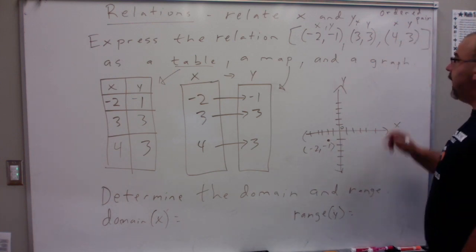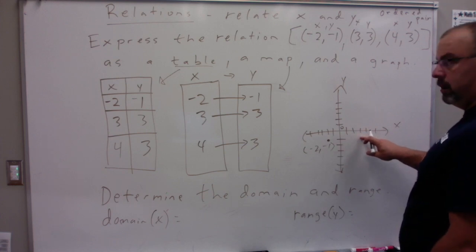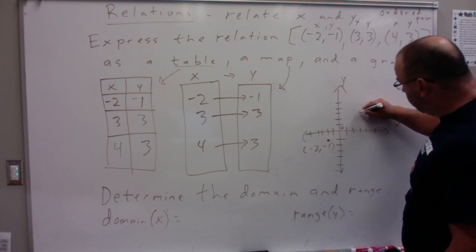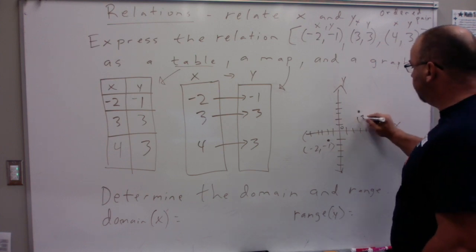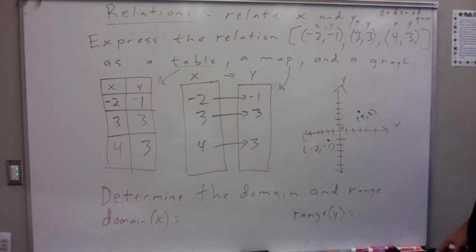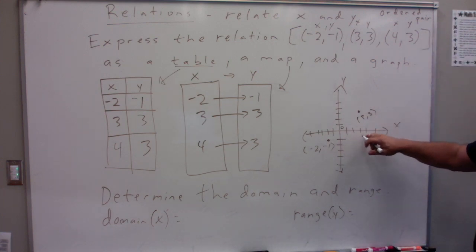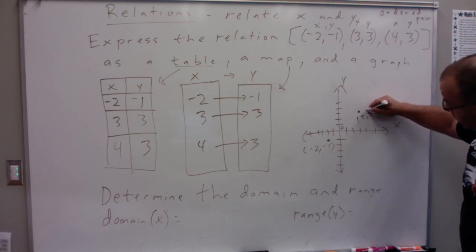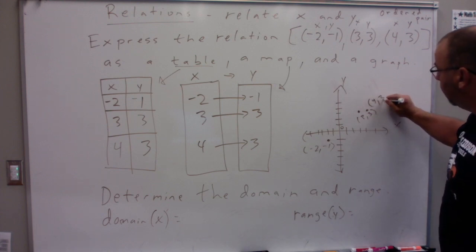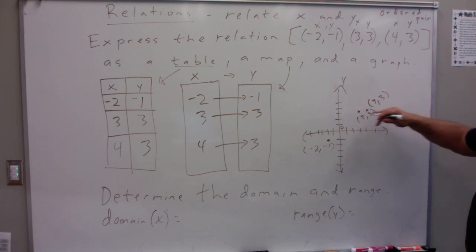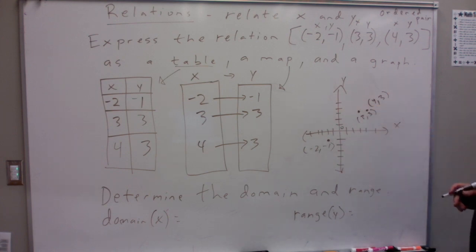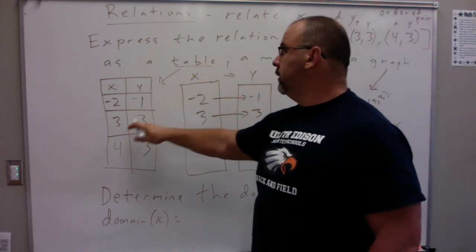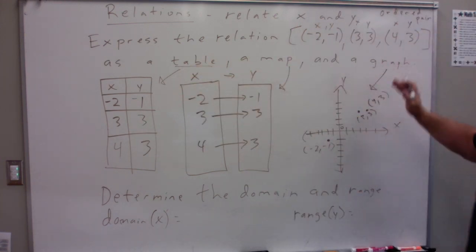Now 3, 3. X is 3. 1, 2, 3. And then up 3 on the y-axis. Up 3. 1, 2, 3. So this is 3, 3. Okay. Now 4, 3. 1, 2, 3, 4. Over 4, up 3. 1, 2, 3. So this is the ordered pair 4, 3. Notice these two are right across from each other. Okay. So that is a graph representation. So we've done the table, the map, and a graph.